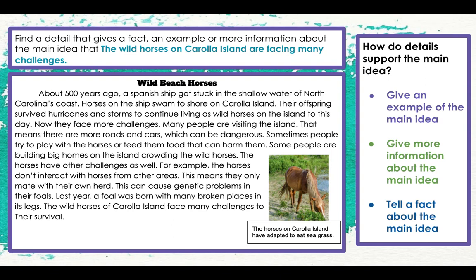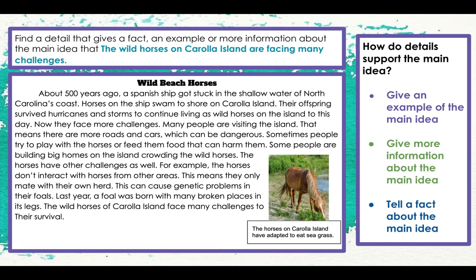The horses have other challenges as well. For example, the horses don't interact with horses from other areas. This means they only mate with their own herd. This can cause genetic problems in their foals. Last year, a foal was born with many broken places in its legs. The wild horses of Corolla Island face many challenges to their survival. We have a picture of a horse, and the caption says, "The horses on Corolla Island have adapted to eat seagrass." And you can see the horses eating seagrass.